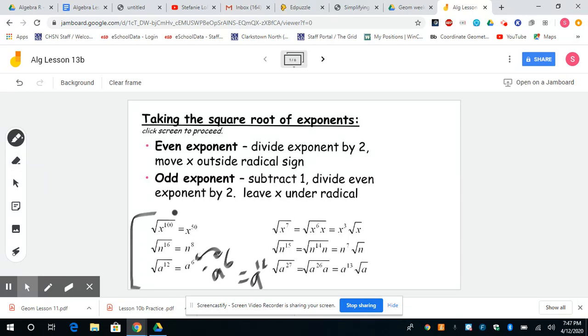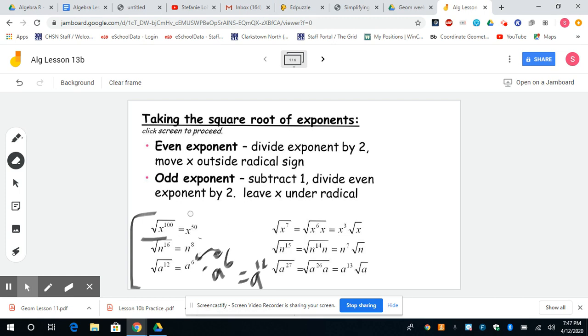So when it's an even exponent, all you do is take half the exponent and you get rid of the radical. Some people, let's say we're looking at this one, still kept the radical x to the 50 and then kept simplifying it. Don't do that. Once you take the square root of it, you get rid of that radical sign, okay? Because it's just going to keep simplifying, you're not going to get the right answer, okay?